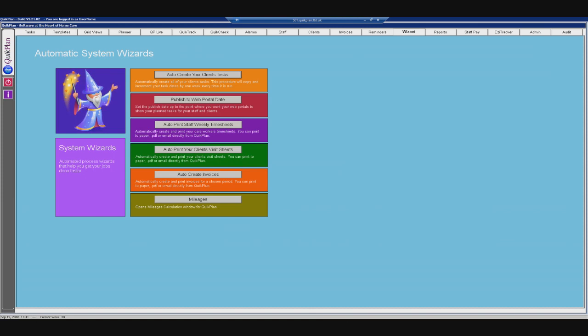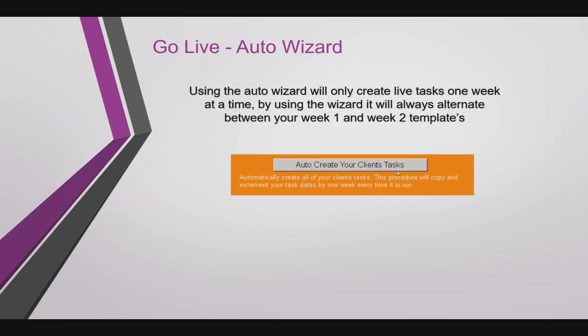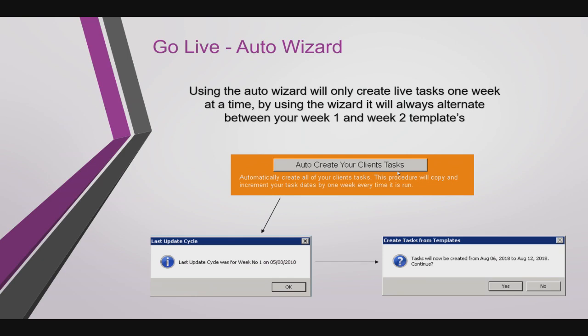So, from there, as you can see on here, using the auto wizard will only create live tasks 1 week at a time. By using the wizard, it will always alternate between your week 1 and week 2 template. So, as I've just shown you, going onto the wizard, you've got auto create your client tasks. It will always bring up your last cycle and what it's going to create for.